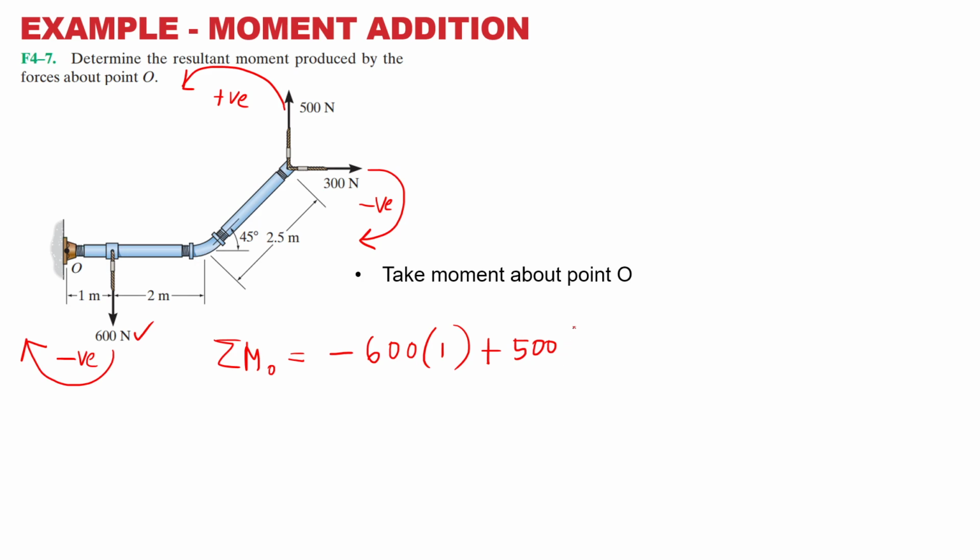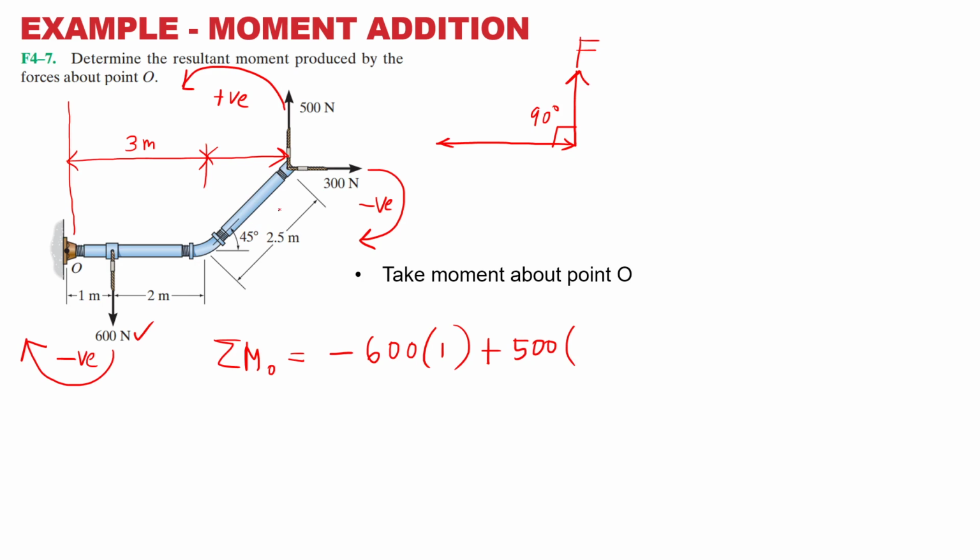500 kali dengan distance. Remember, perpendicular distance. Force dengan distance mesti 90 degrees. Ini force F. Ini distance, 90 degrees. It has to be like that. Force and distance. Like that. So, this is the distance lah. So, up until here, the value is 1 plus 2. 3 meter. How about this one?